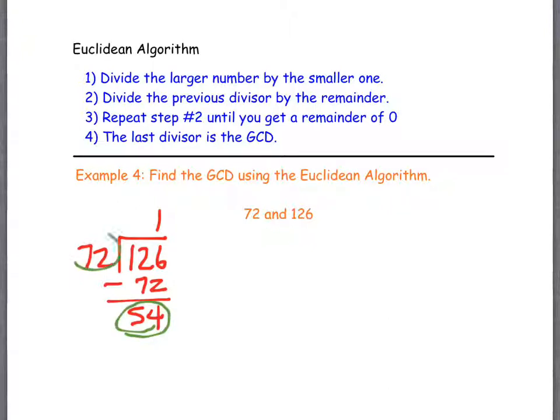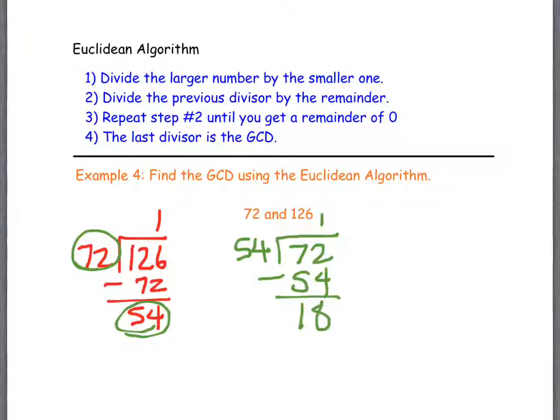I use the remainder and the divisor, and I do it again. The remainder is now the number on the outside. What's being divided was the original number that I used on the outside, which is now 72, or was 72. So now I'm using the remainder and the number from the outside. How many times will 54 go into 72? Once. All right, and then we subtract. What's 72 minus 54? 18.